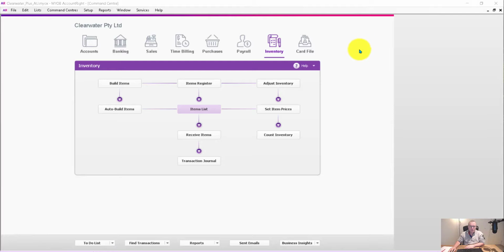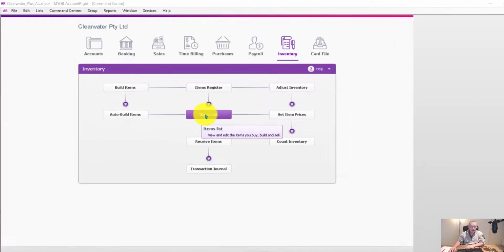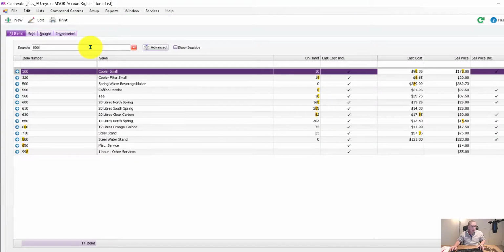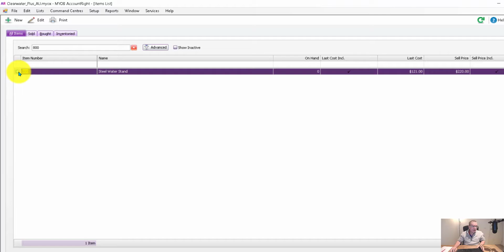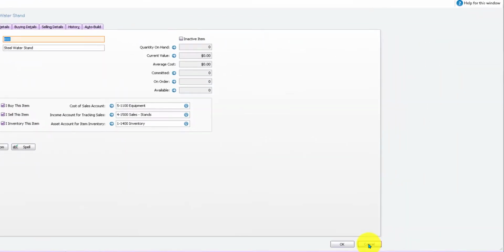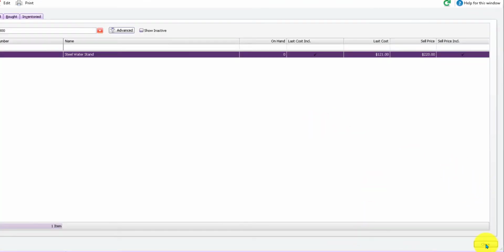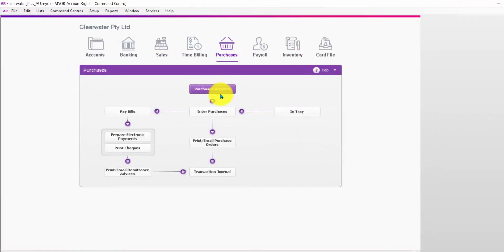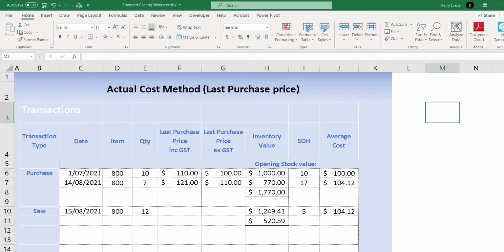So let's just first look at the item. We're using item 800, so let's go and search for that just to make sure that it's all zeroed out, and we've got 0 on hand and no value. Okay, let's close that. Let's purchase the first item. So if we go back to our first, it was the 1st of July and we're buying 10.